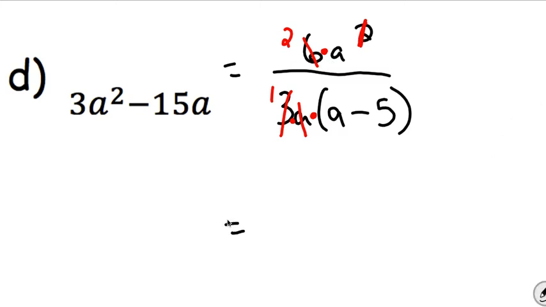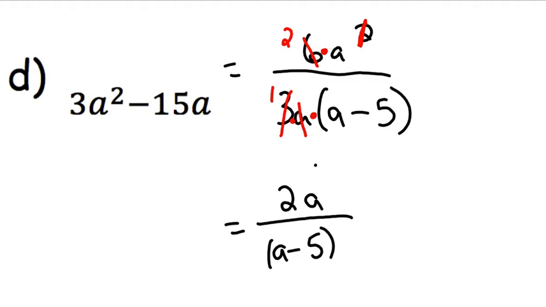All right, what am I left with up top? I had a 2, and I had 1 more copy of a left. In the denominator, the 3 was gone, the a was gone. I'm just left with a minus 5 there in parentheses. And again, this is it. All right, there is multiplication happening up top here, 2 times a, but not on the denominator. This is a subtraction, so they cannot be canceled.